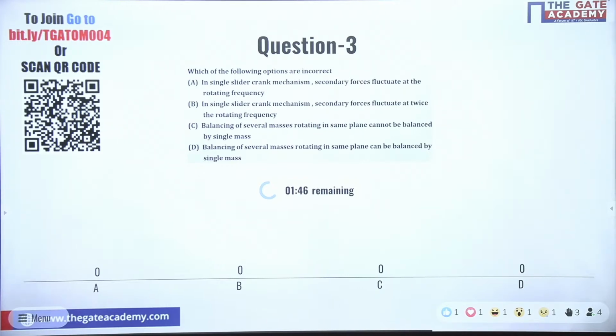So remember, we have learned something like secondary balancing. Okay, so what is the secondary unbalanced force?